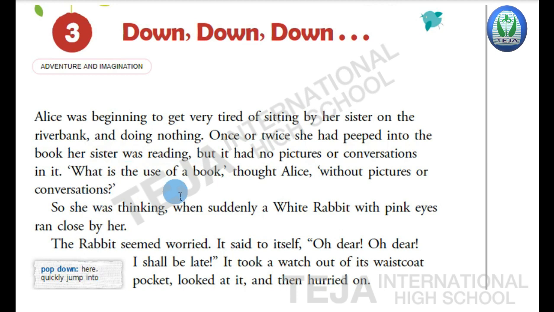So if a book consists of colorful pictures, then the readers will get interest. If there are no pictures, if a book is not colorful, then we won't get any interest to read the book. So Alice's sister was reading a book, and the book doesn't contain any pictures or conversation. So when Alice looked into the book, she felt bored and also thought, what is the use of reading a book which doesn't contain pictures or conversations?